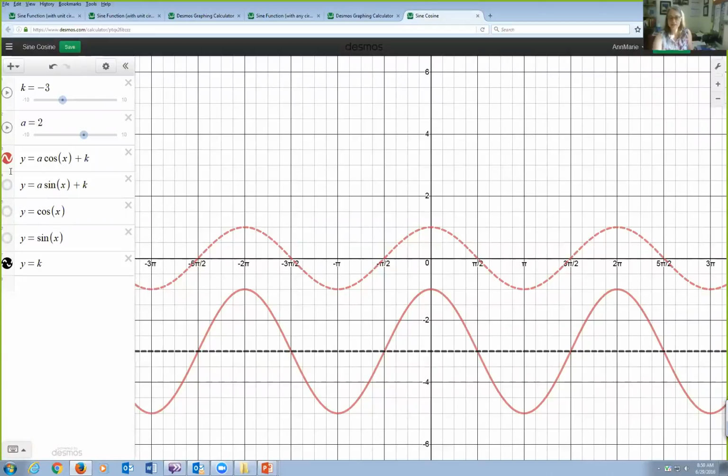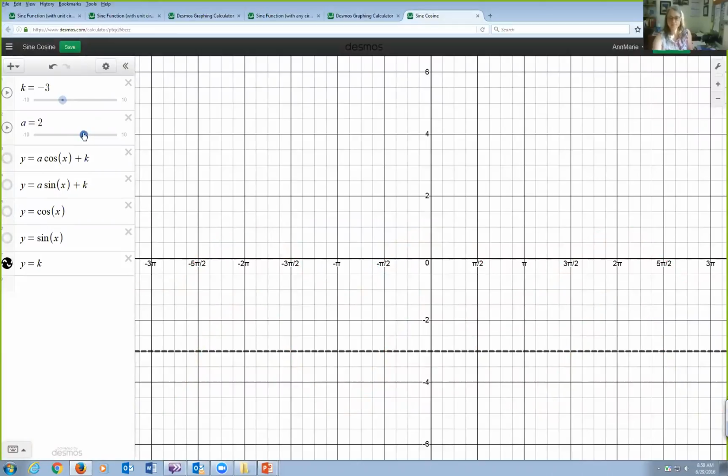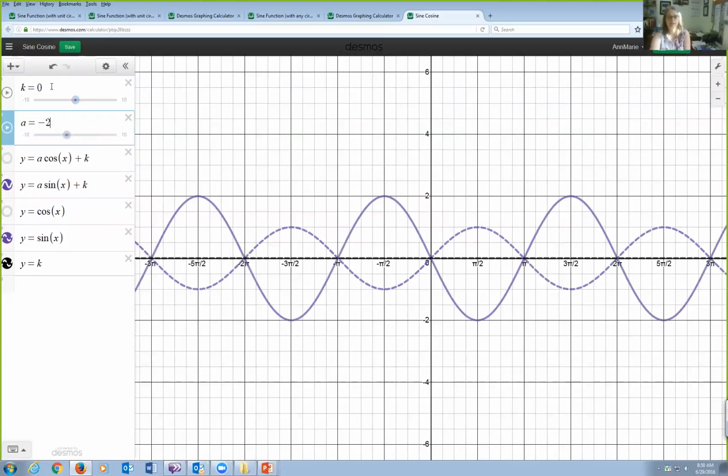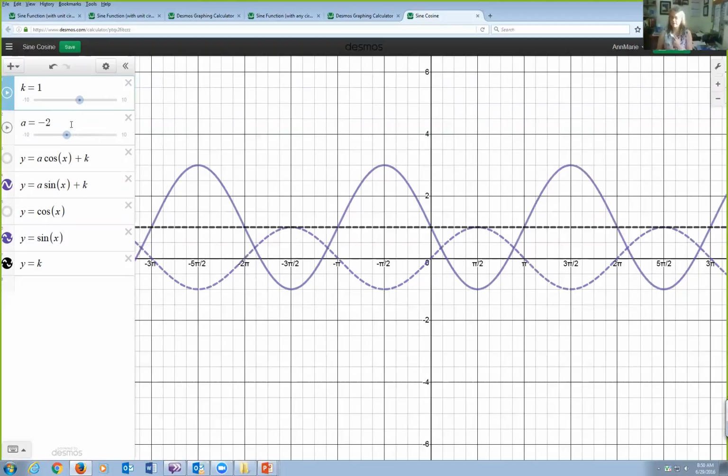Okay, so let's turn off my cosine, and adjust everything back to starting value. I want my a to be 1, my k to be 0. Let's turn on sines here. What I have is negative 2 sine x plus 1. And I hope you got that you have a midline of 1 and an amplitude of 4. Not negative 4, but 4. Amplitudes are distances.